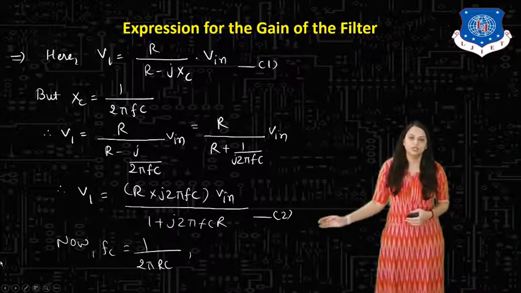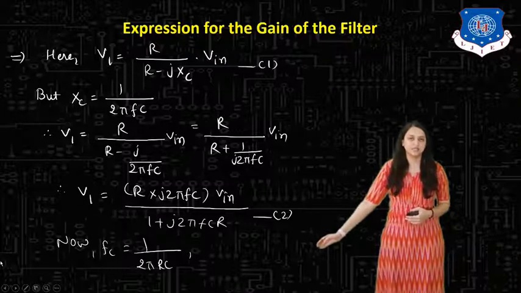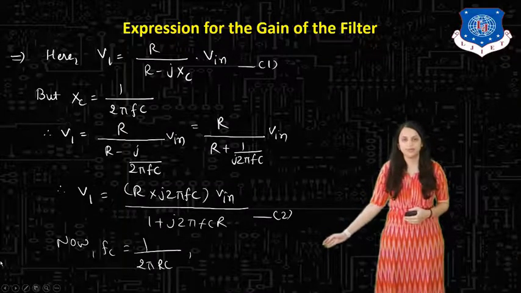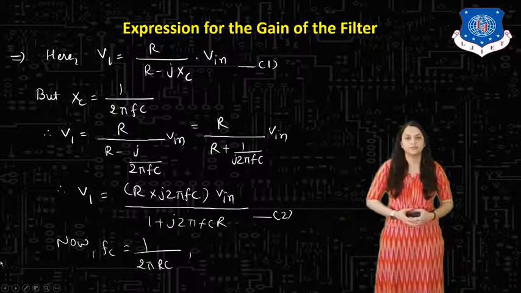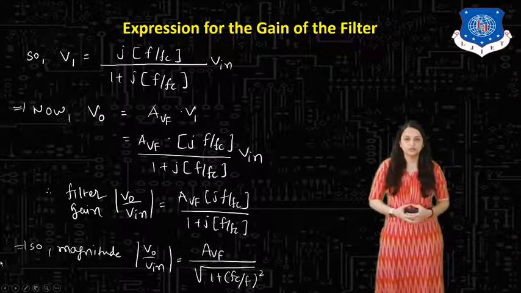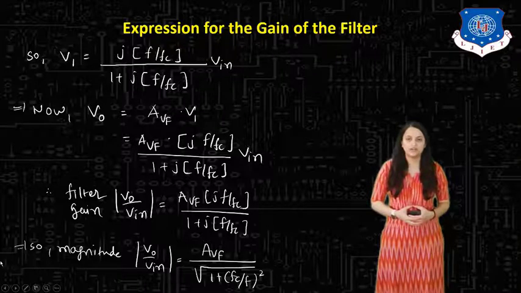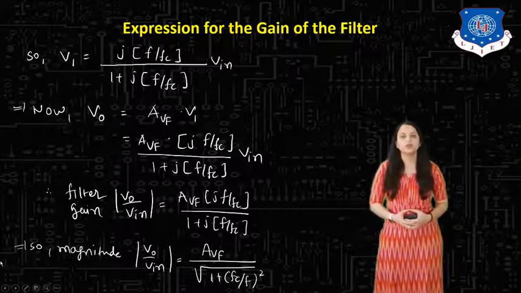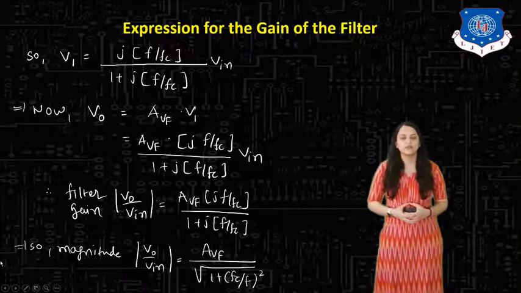And in this equation number 2, we will place Fc equals 1 by 2 pi RC, that is the cutoff frequency. So this will be reduced to V1 equals j into F by Fc upon 1 plus j into F by Fc into VE.